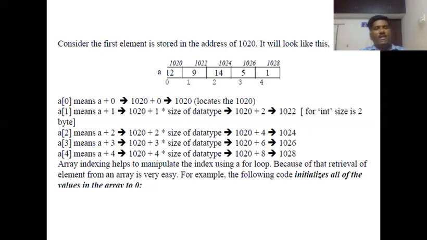A is the value. Here A of 3 is the position. Go through this. A of 0 means A plus 0, where A is the base address located at 1020. This is the way we represent the array, so this is called array representation. Each and every element is added with two memory addresses.